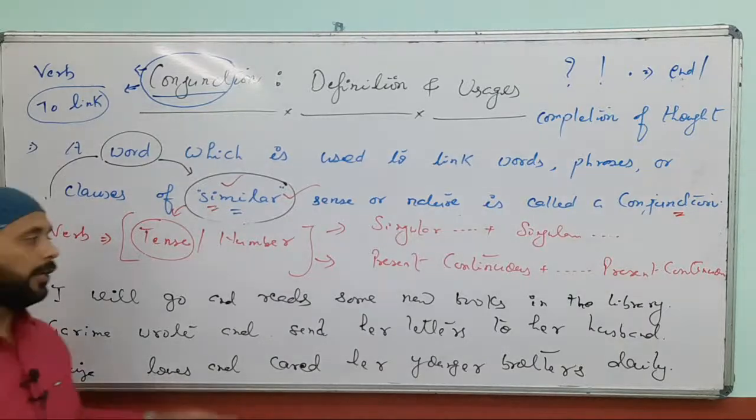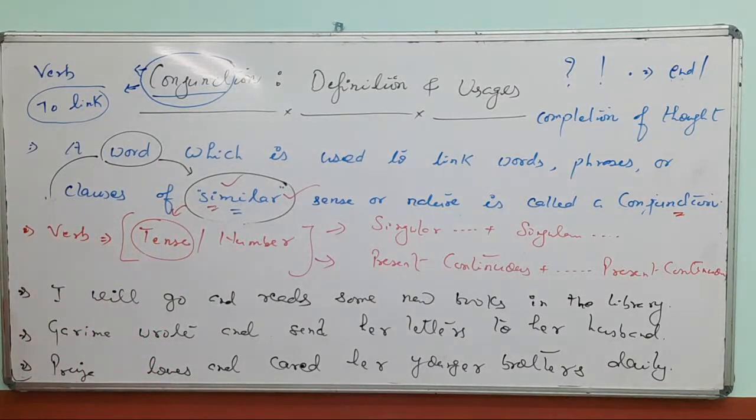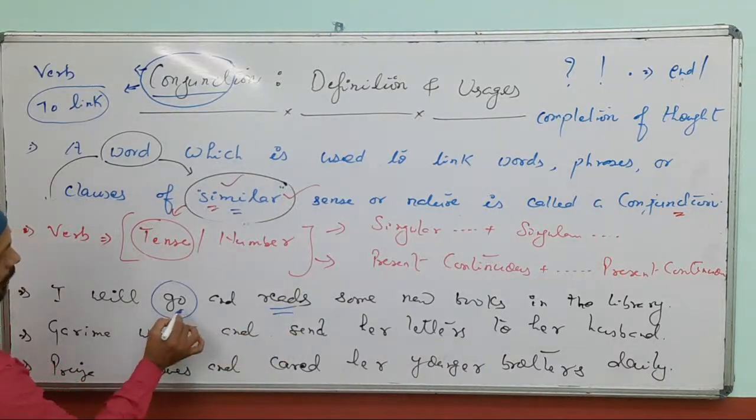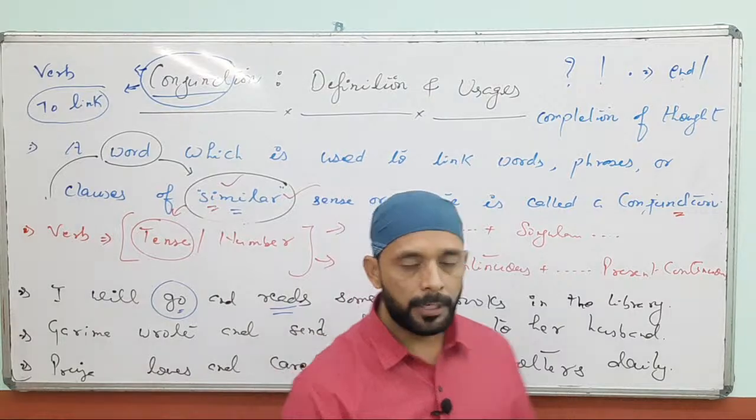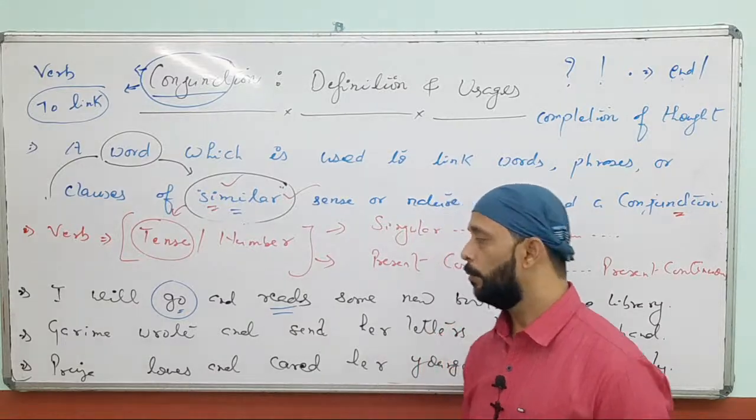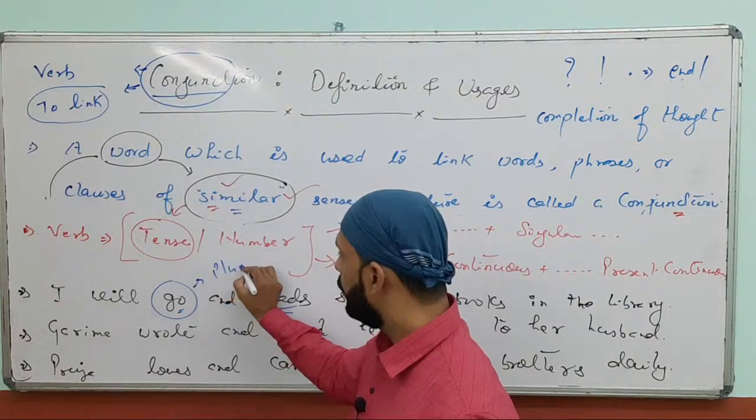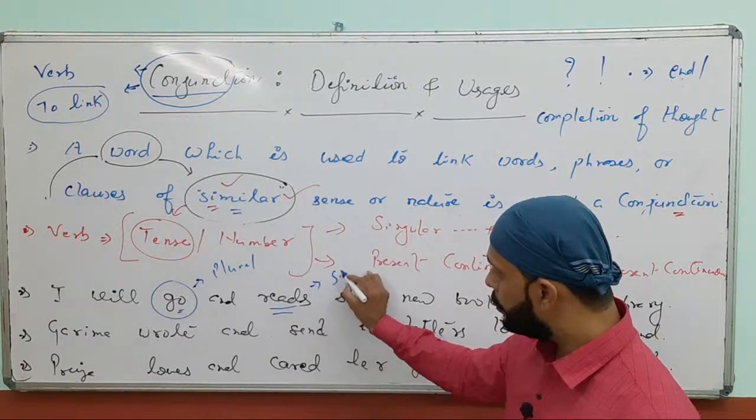I will go and read some new books in the library. What do you find? You find that the forms are the same naturally. Go is a first form, read is also a first form. But are the numbers the same? What do you find? The number of "go" is plural here, and the number of "reads" is singular here.